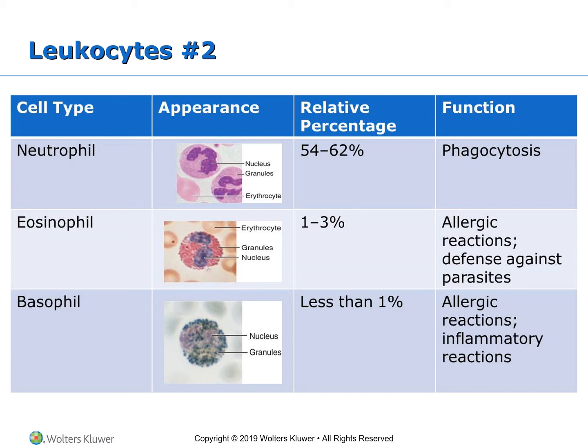So the eosinophilic cells are involved in allergic reaction, and they increase in numbers whenever the patient is fighting a parasite infection, while the basophil is also involved in inflammatory reaction, but has more of an inflammatory component than anything else.